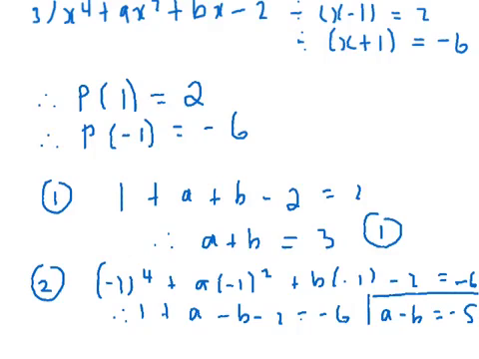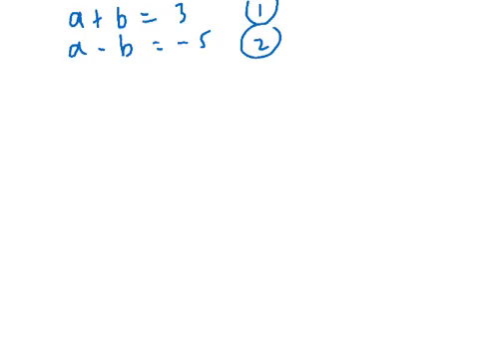So let me try and get the next slide up here and see how that works. Okay, so we've got a plus b equals 3 and a minus b equals negative 5. So there are our two equations.